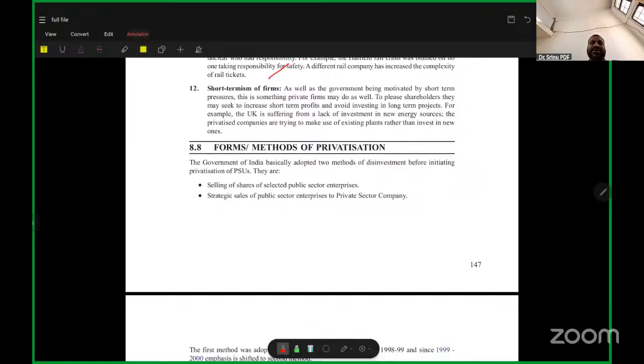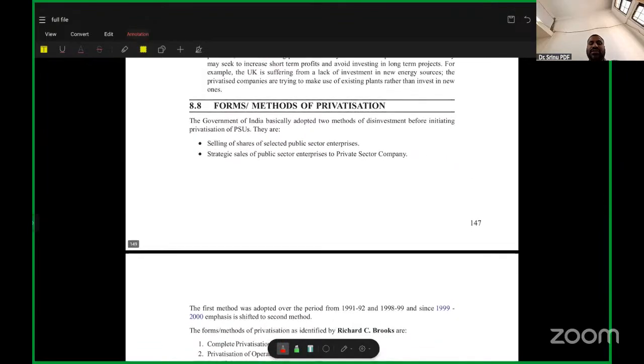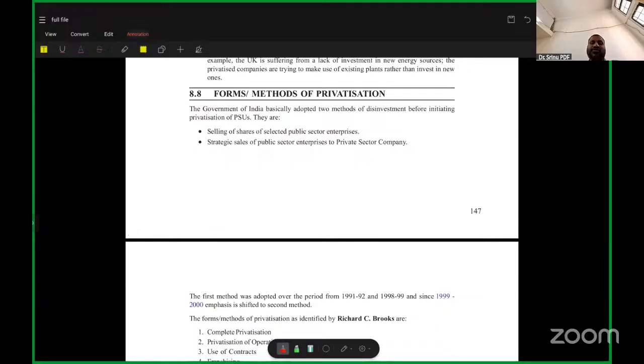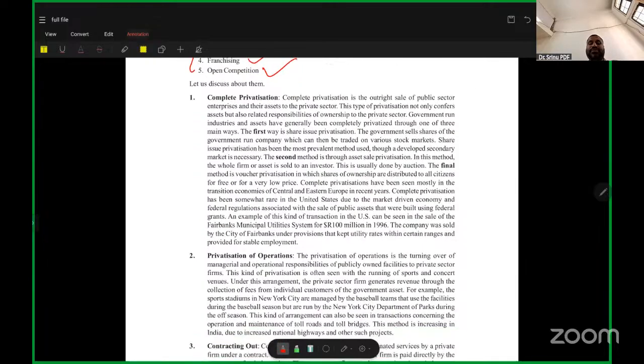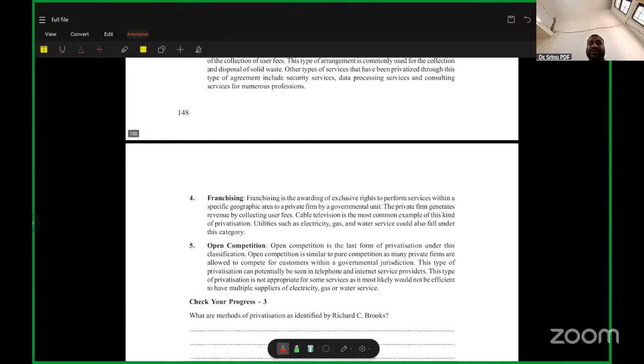Forms and methods of privatization. How can we change the public sector into privatization? First one is the selling of shares: select the public sector enterprise and start the sale of the public sector enterprise to private sector companies. So these are the two methods. And now the methods identified by Richard and C. Brooks: complete privatization operations, use of contract, franchising, open competition. So these five methods they use to transfer ownership and control from the public sector to the private sector. You can read once.